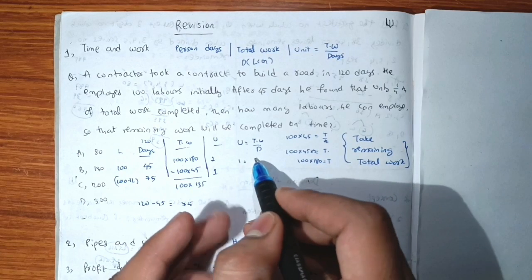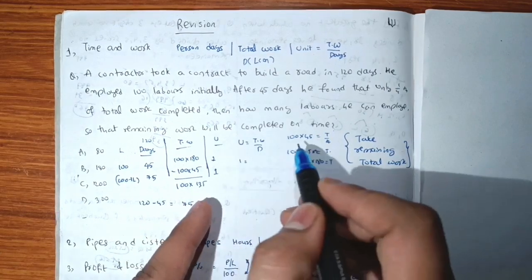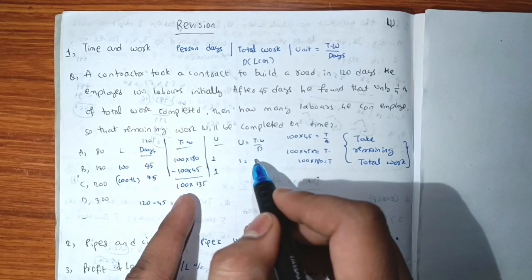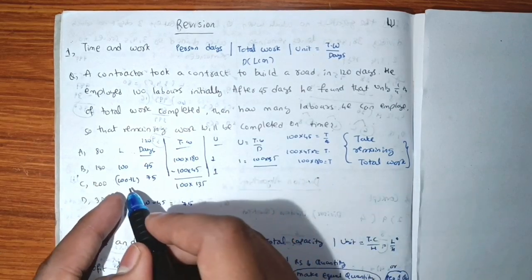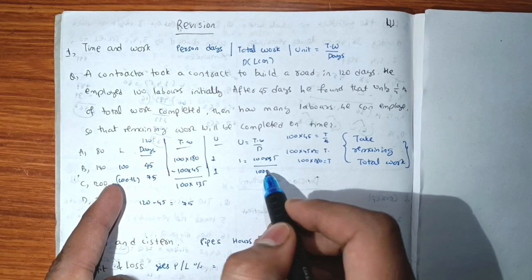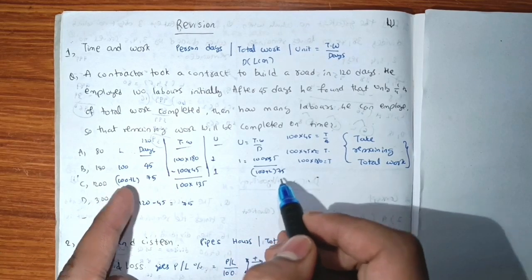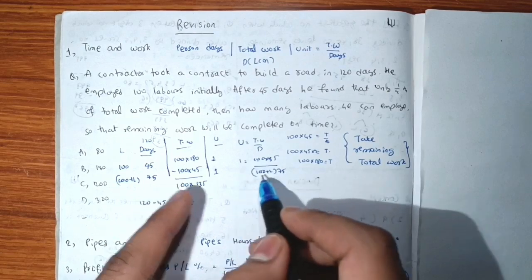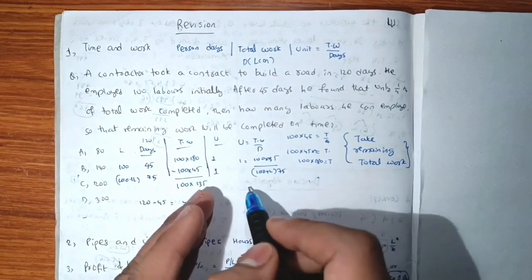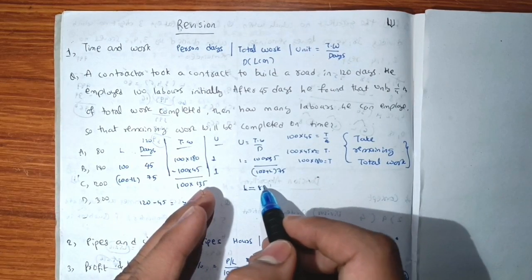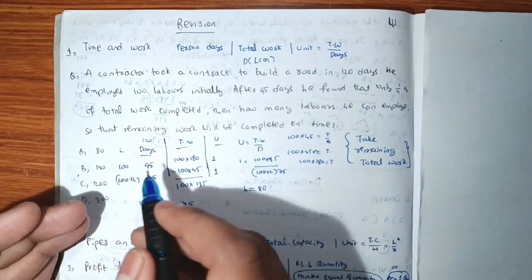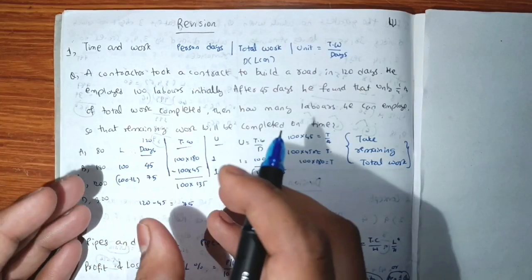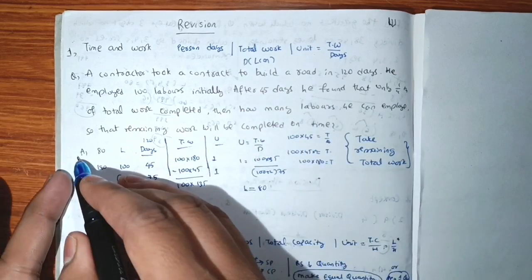The unit equals 1. The total work means the remaining total work. We need to take the remaining total work, which is 100 into 135 by 100 plus L into 75 days you need to perform. If you calculate all this, you will get L as 80. So in addition, 80 laborers again complete the remaining total work in the time, which is option A.